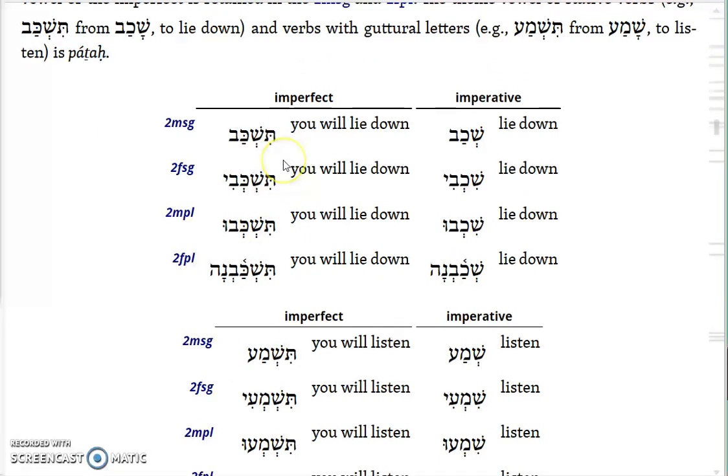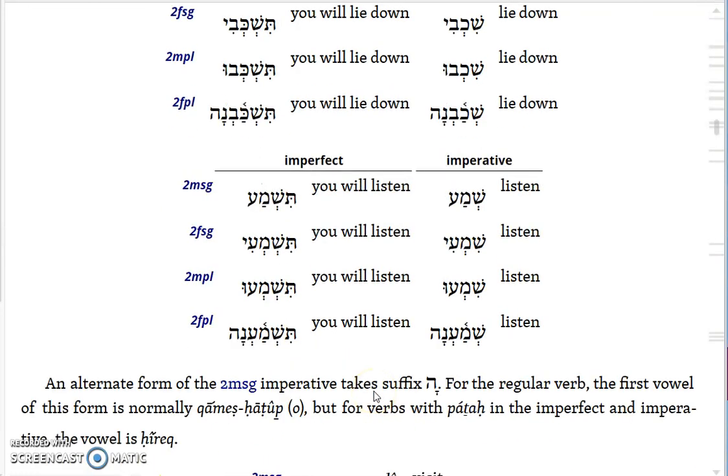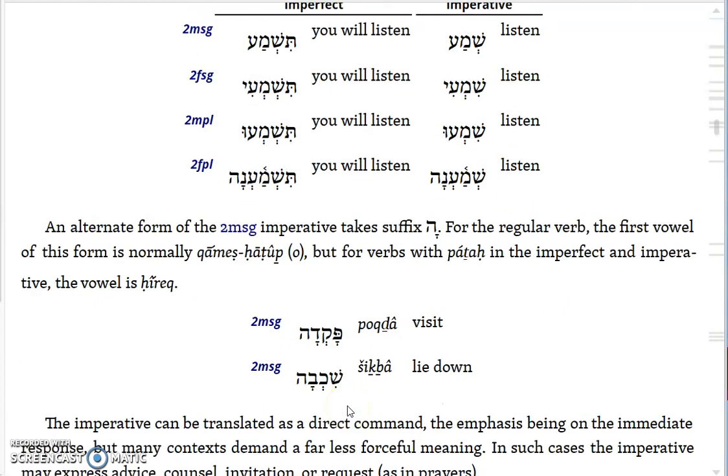Same thing would be true of an A-class imperfect. So you will lie down for shakav is tishkab. Drop the T, you get shakab with that same A vowel that you see in the imperfect. So it will follow that same pattern, same way with tishma, you will listen. Shma becomes, addressing an individual, listen. And on down the list.